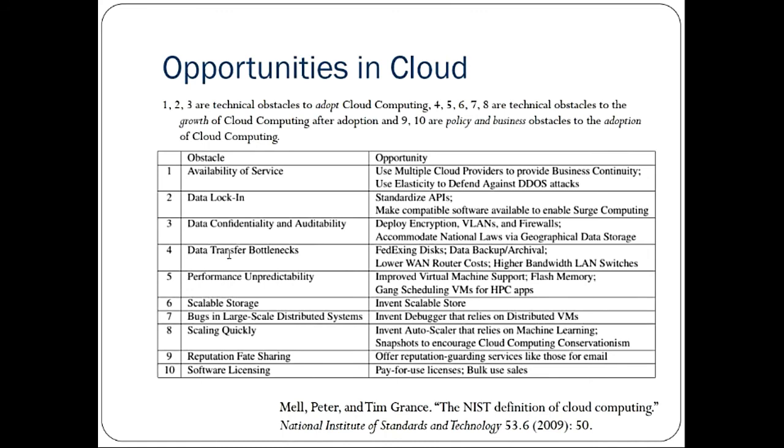Then reputation fate sharing, offer reputation guarding services like those for email, like we discussed. For email only, customers and organizations should be reliable, not the cloud vendor. Then software licensing means a bulk of different software, open source software and commercial licenses that we are using for development of cloud, we need to regulate that also.